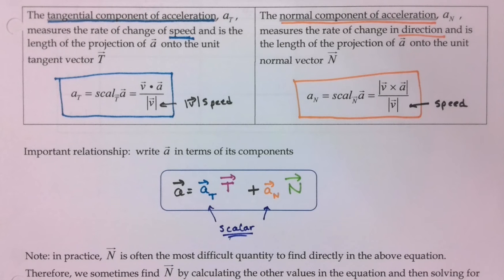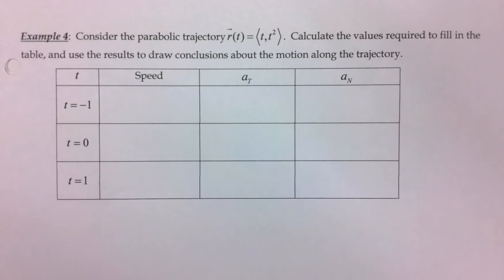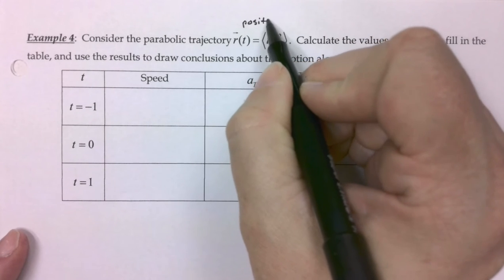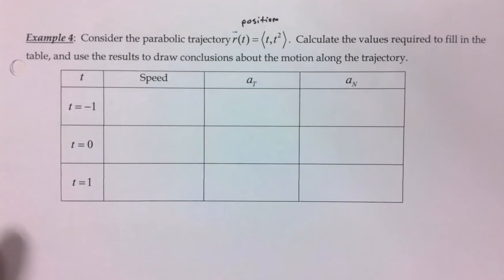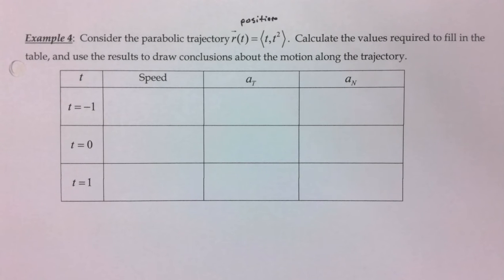So now that we have the mathematical skills to deal with acceleration as a vector, and we realize that there are two components to that acceleration vector, the tangential component and the normal component, we can use that for a particular trajectory. So I have the position function, the trajectory of an object, r of t equals t squared. So this would be position. I want to calculate the values required to fill in the table and use the results to draw conclusions about the motion along a trajectory.